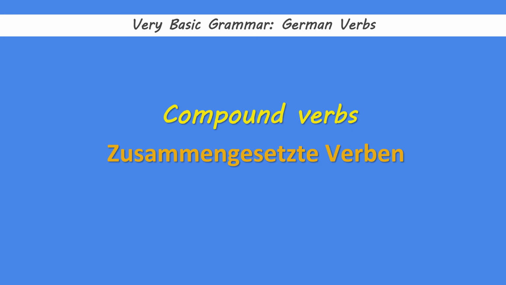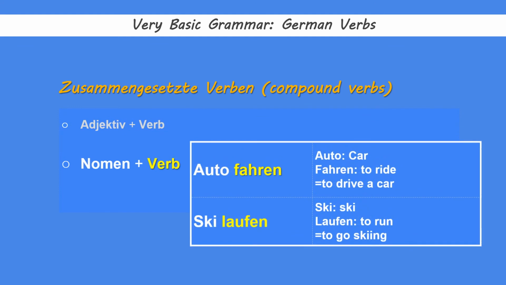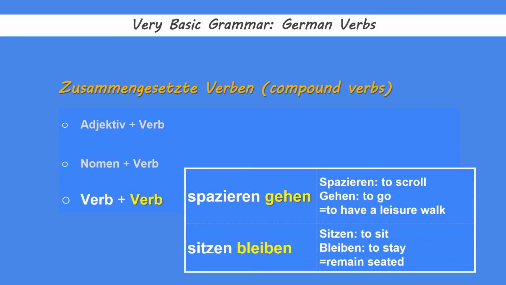Zusammengesetzte Verben. German verbs can be built with other elements. With adjectives: totschlagen, festhalten. With nouns: autofahren, skilaufen. And with other verbs: spazieren gehen, sitzen bleiben.